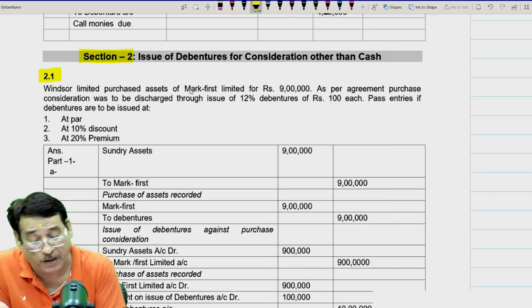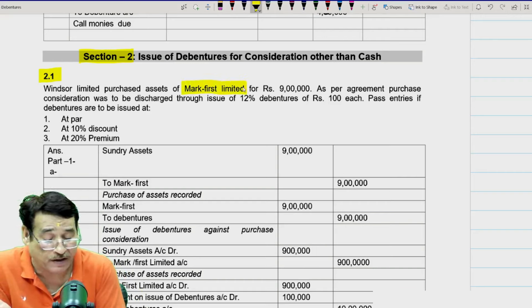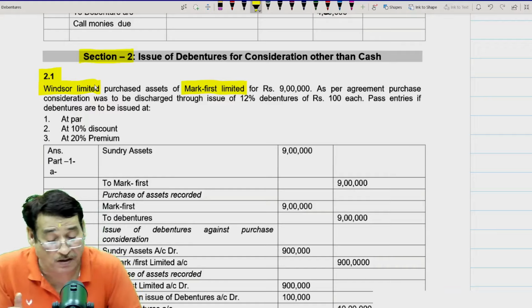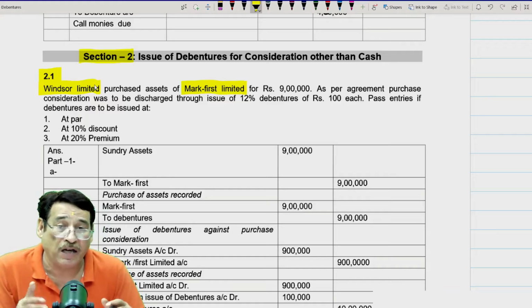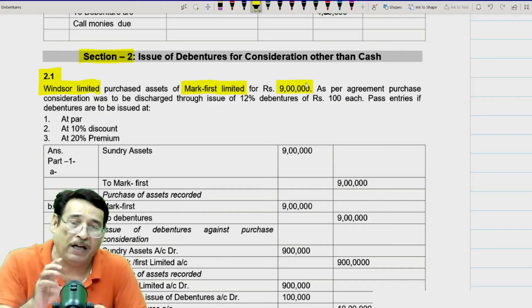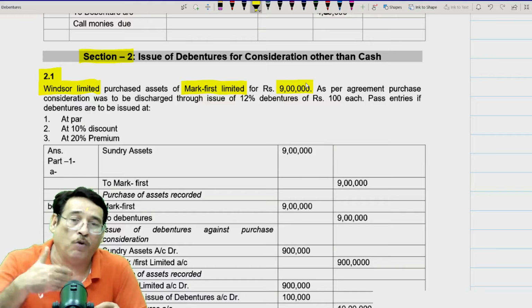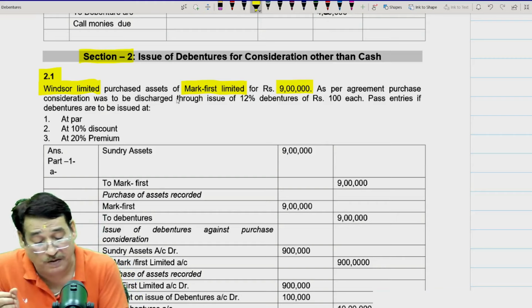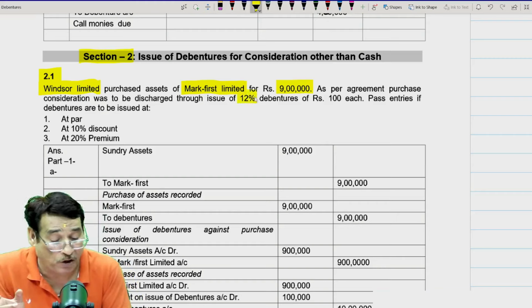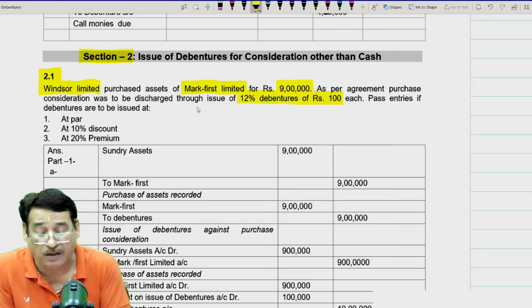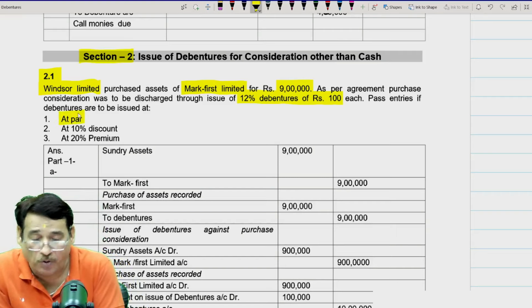Windsor Limited purchased assets of Mark First Limited. Windsor Limited is the purchasing company. It purchased some assets, and the purchase consideration is 9 lakh. Purchase consideration means the amount which you are going to pay for the asset. As per the agreement, purchase consideration was to be discharged by issue of 12% debentures of 100 each. Pass entries if debentures are issued at par.